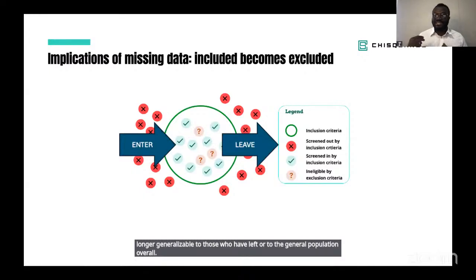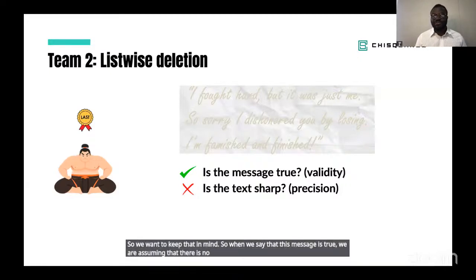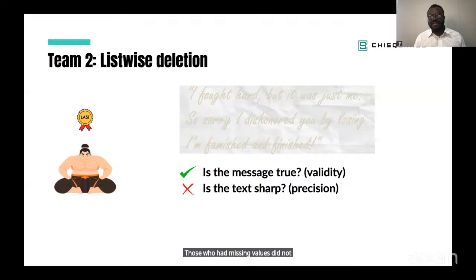So once there's a systematic difference, right, that means then that it is not valid, so we want to keep that in mind. So when we say that this message is true, we are assuming that there is no systematic difference between those who left and those who stayed. In other words, those who had missing values did not differ systematically from those without missing values.